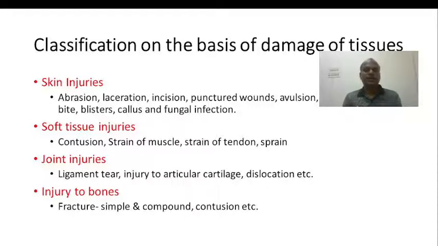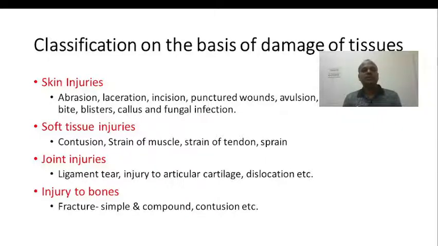Next we have joint injuries. The human body consists of different types of joints. We all know that there are different joints in the body, and the freely movable joints are the synovial joints. Usually these joints succumb to injuries. Ligament tear is quite common. Ligaments hold two or more bones within a joint firmly.